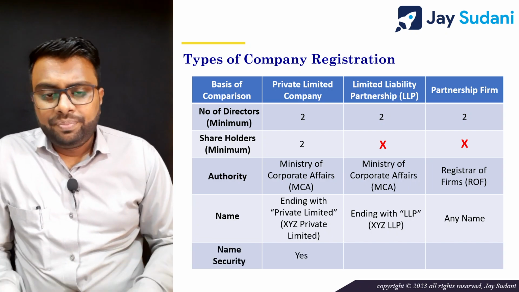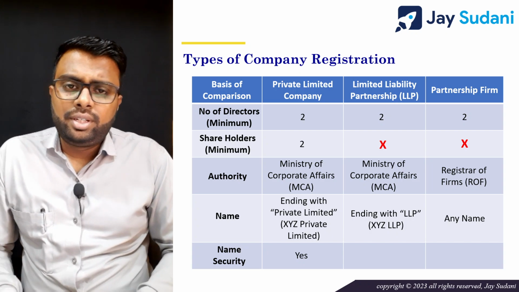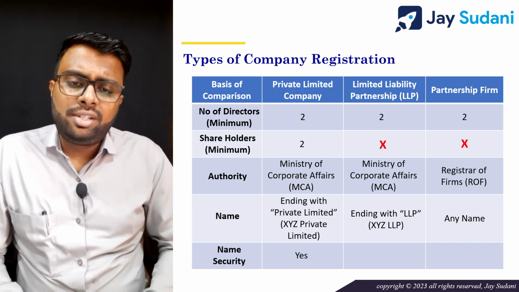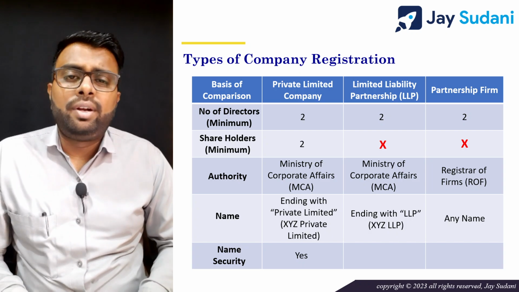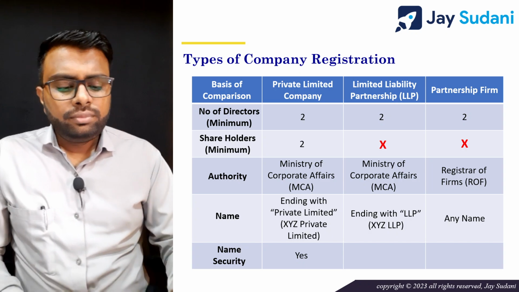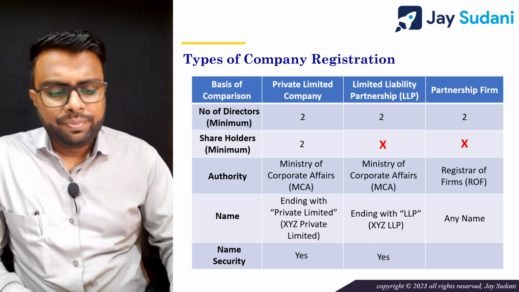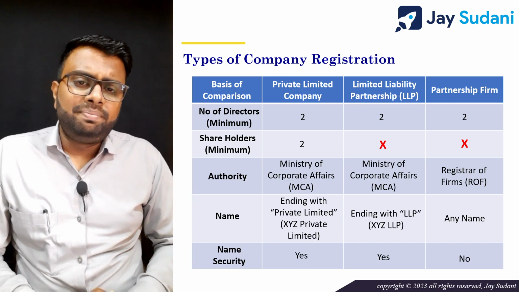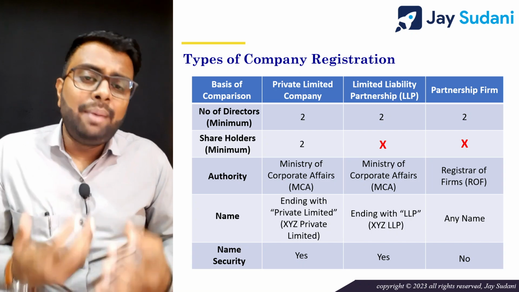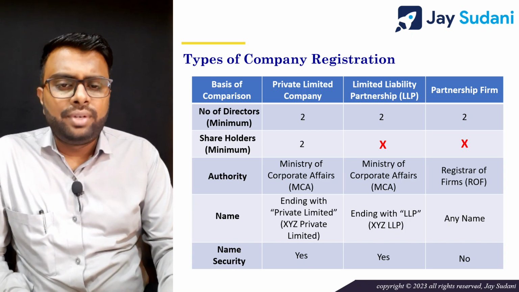Name security. In a private limited company, when you register the name, let's say Jay Sudhani Private Limited, nobody in India can register a company with the same name. Why? Because that is secured, and MCA will not approve that. Same way in case of LLP, your name is also 100% secure. In case of partnership firm, there are chances where people can have the same name for the same business or a different business, right? So security of name in partnership firm is not there as such.